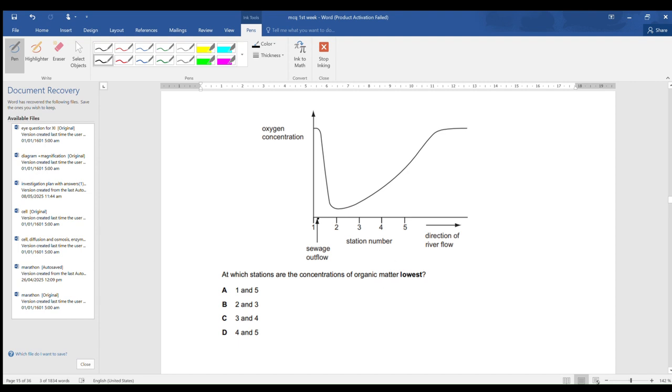Of course, before the sewage flow, because at the after 1 there's a sewage outflow, so there will be more concentration of organic matter, that is feces and urinary substances, all these urea, uric acid and feces, all that substances, that is nitratine and all that substances. And then at 5 again, as it is distant from the sewage outflow, therefore at 5 again the concentration of organic matter is lowest. Therefore correct answer is A.